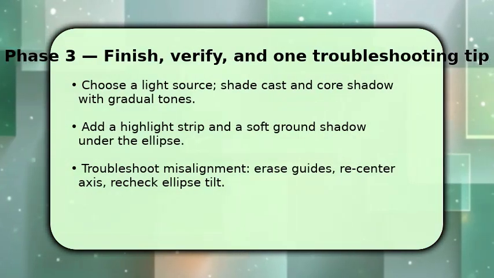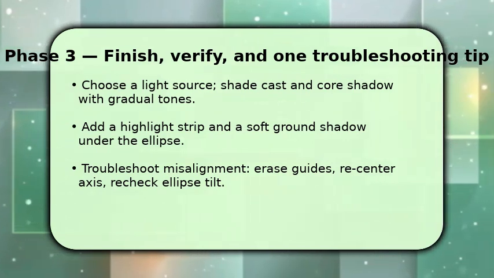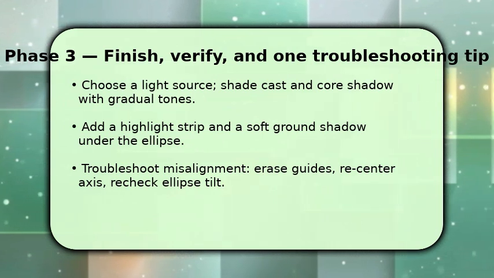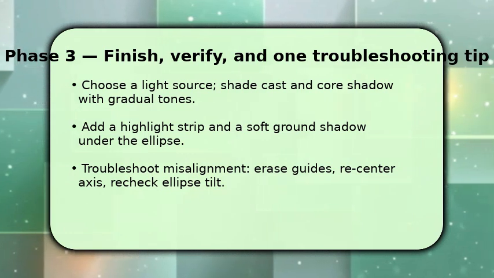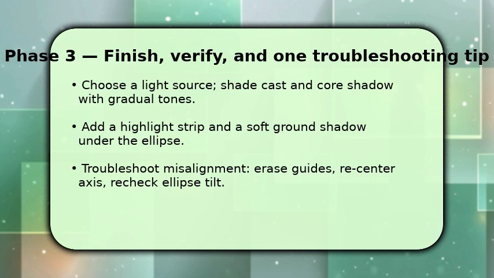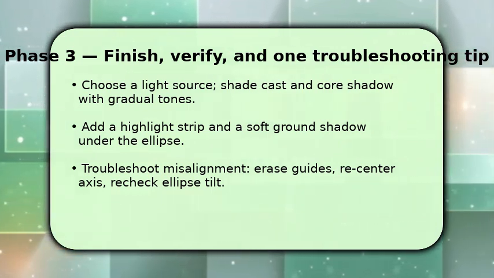Finish by establishing a light source and shading the cone accordingly. Apply a smooth gradient from highlight to core shadow to sell roundness. Place a narrow highlight along the light side and blend midtones across the surface. Make the darkest values opposite the light. Add a soft cast shadow beneath the base ellipse to ground the form.